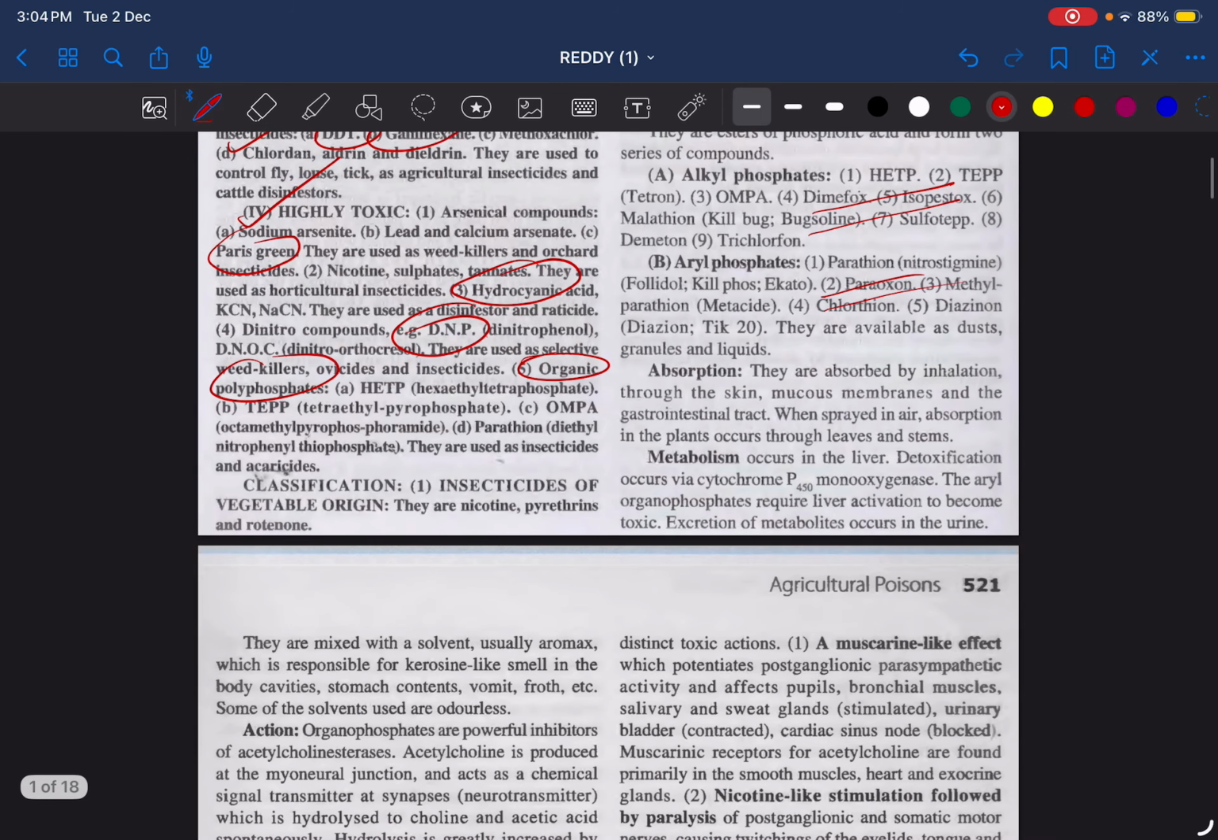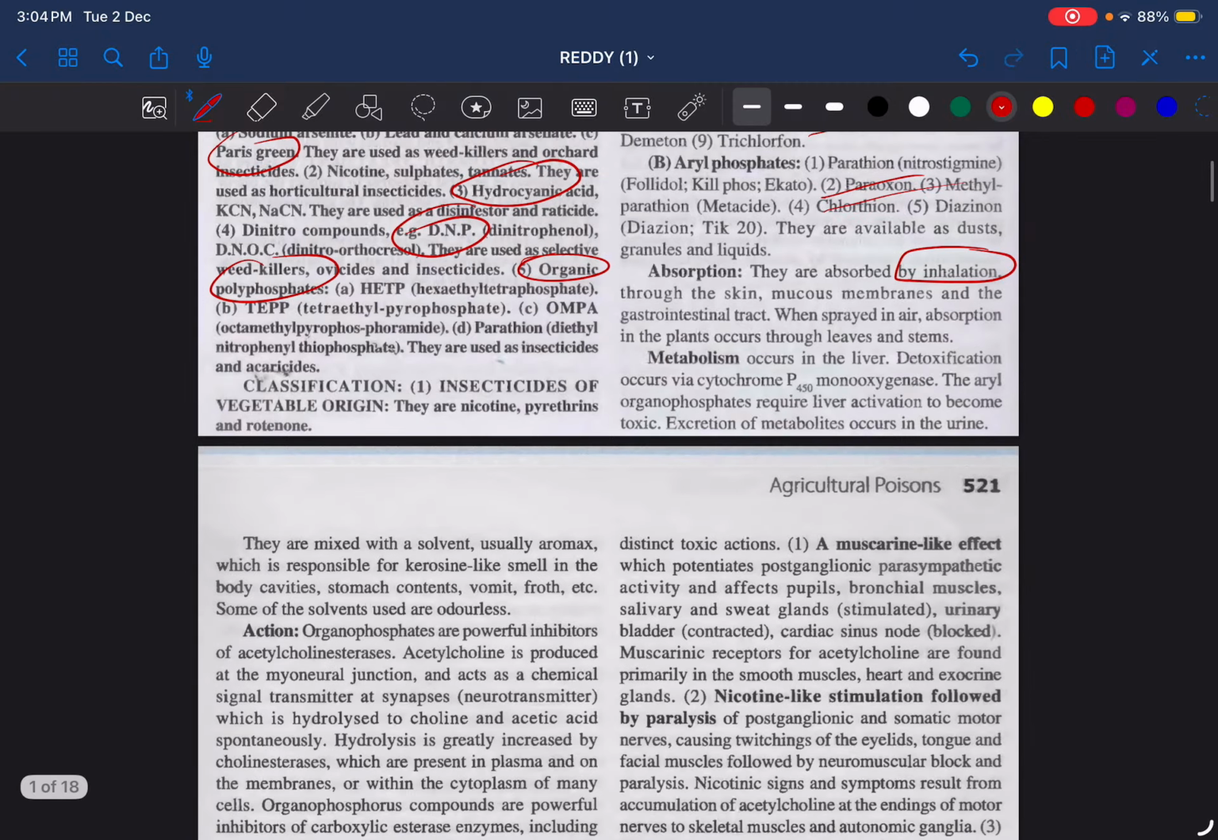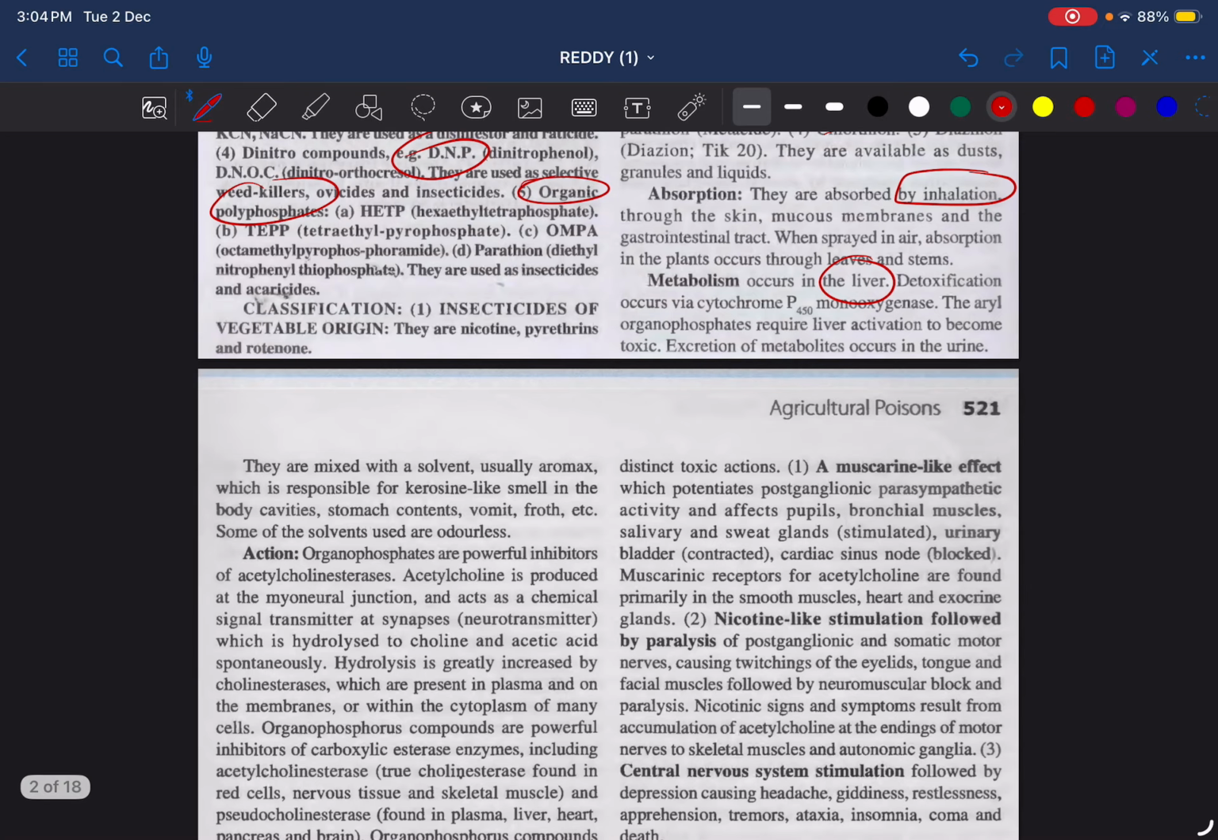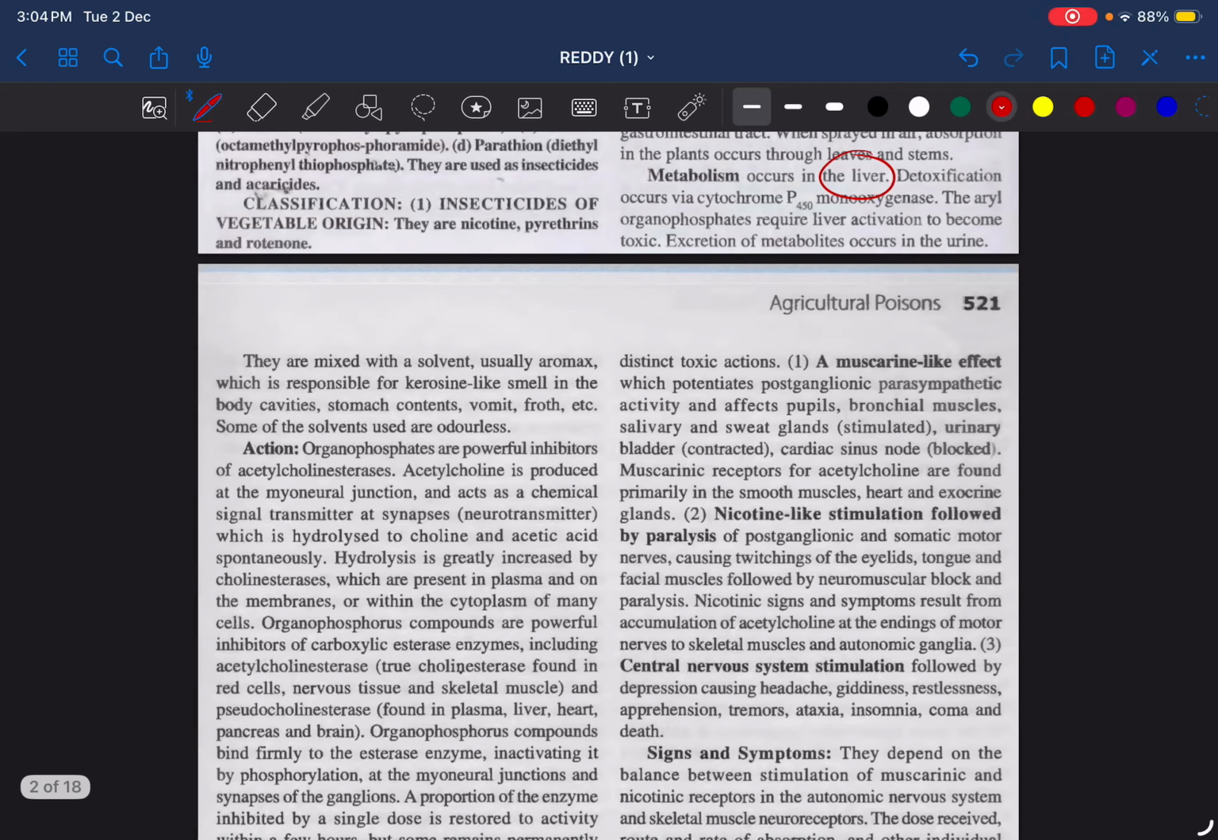Coming to the absorption, remember most of them are absorbed by inhalation, then through the skin, mucous membrane, and via the gastrointestinal tract following ingestion. When sprayed in air, absorption in the plants occurs through leaves and stems. And remember, metabolism always occurs in the liver with the help of the cytochrome P450 monooxygenase detoxification system, and excretion of metabolite occurs in the urine. They are mixed usually with a solvent, usually aromax. That is why OPCs have the characteristic kerosene-like smell in the body cavities.